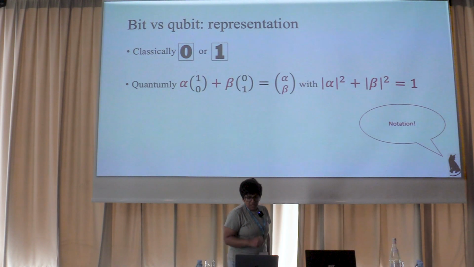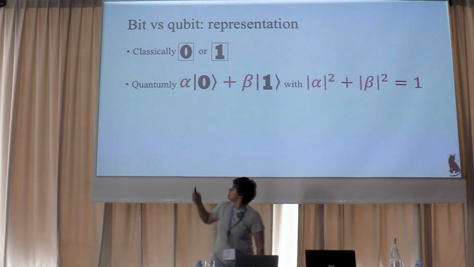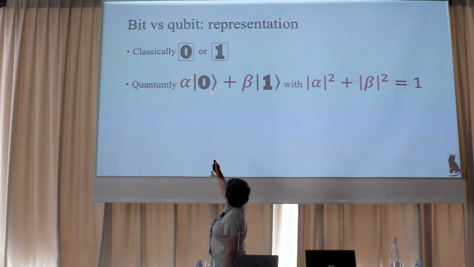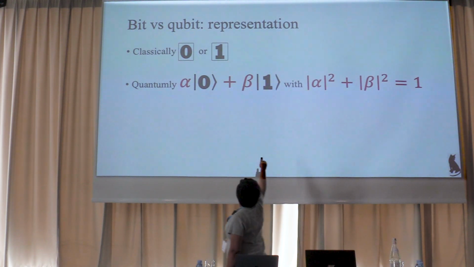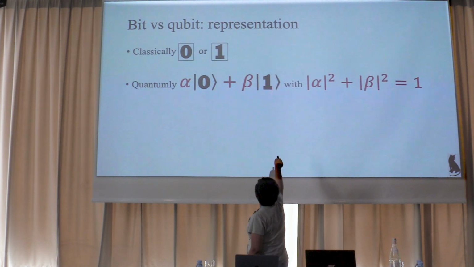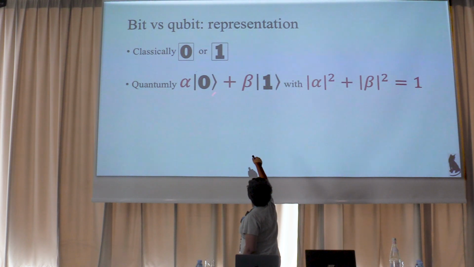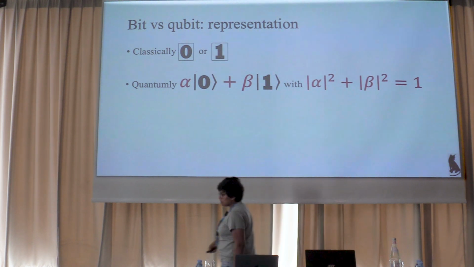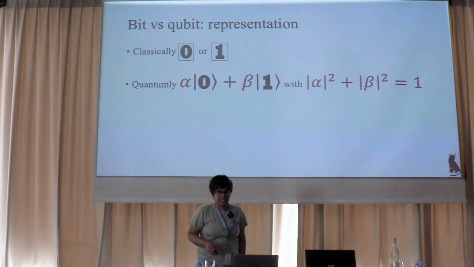Cool. And notationally, the 0 state is written as this, it's called ket 0, and this is called ket 1. So these strange triangular brackets are just the notation called ket.